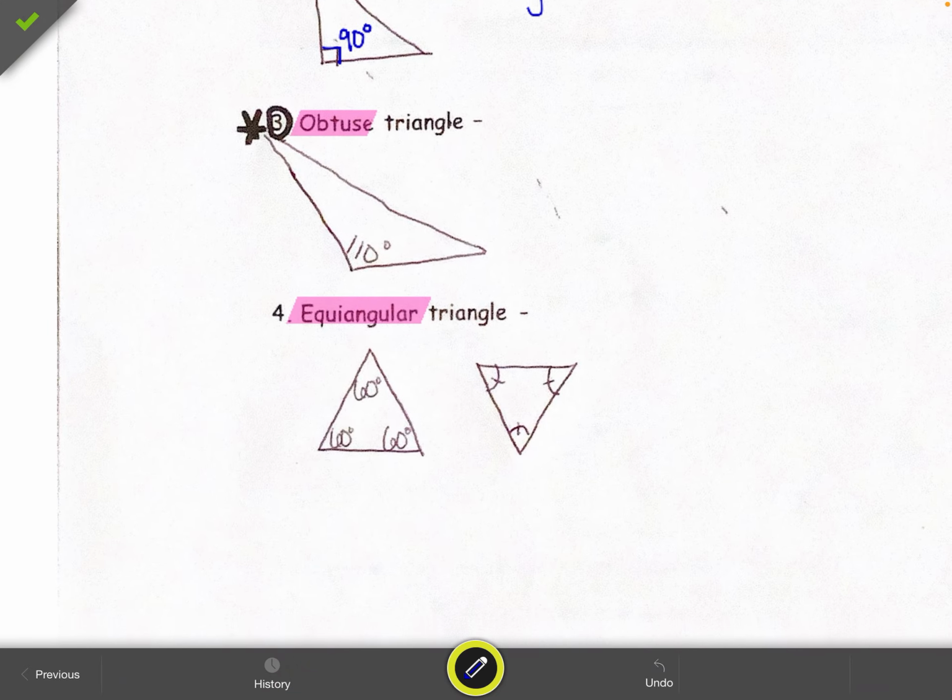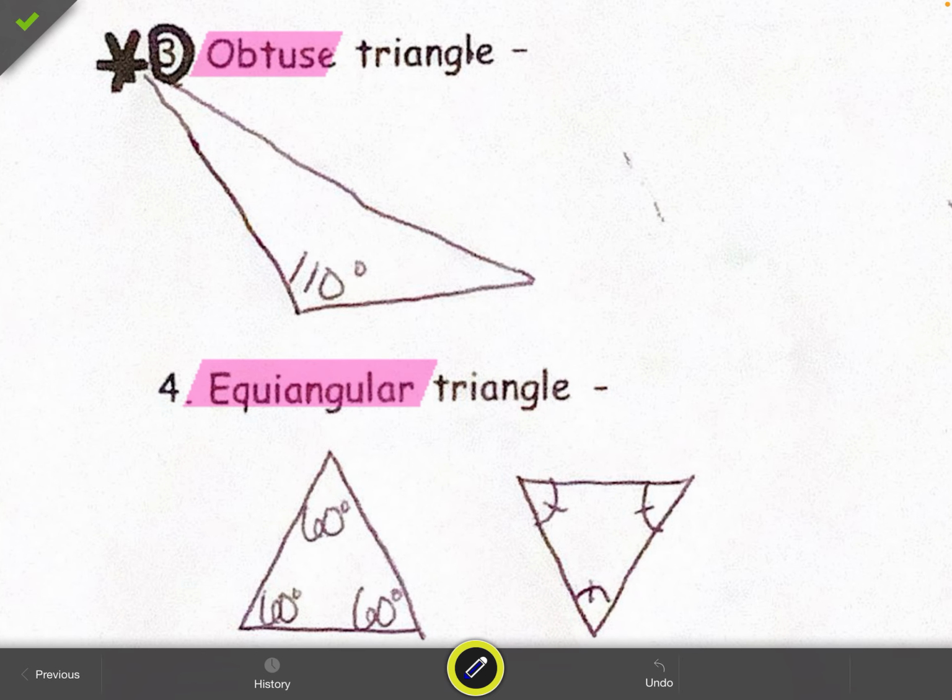To call it an obtuse triangle, again, there's 3 angles in my triangle. Here's 1, here's 2, here's the 3rd. An obtuse triangle has 1 obtuse angle. The other 2 angles will be acute, but as soon as you see that 1 obtuse angle, you're going to call it an obtuse triangle.